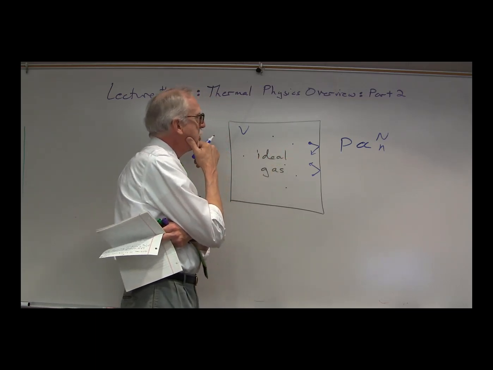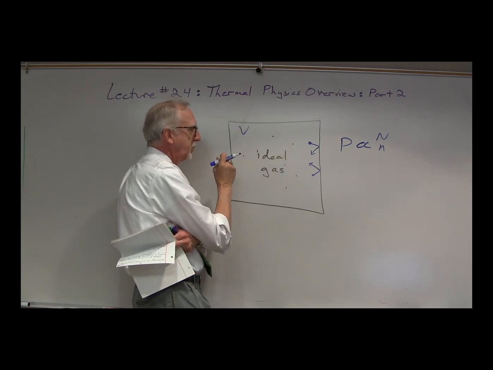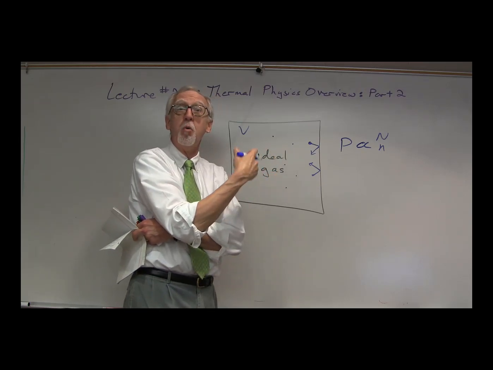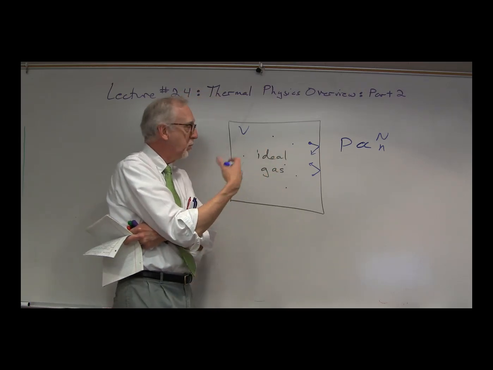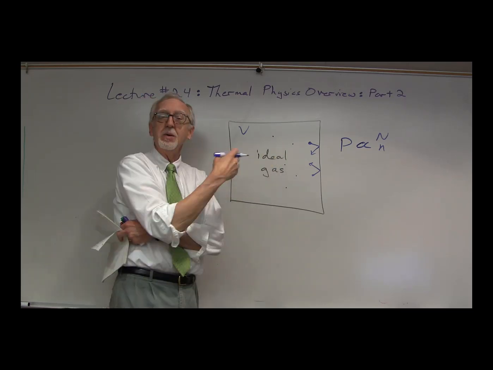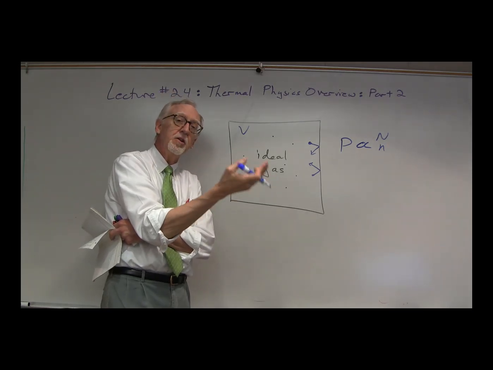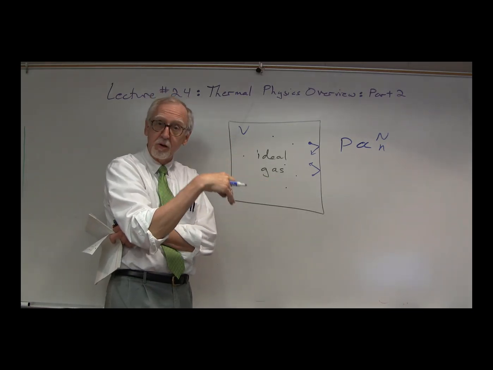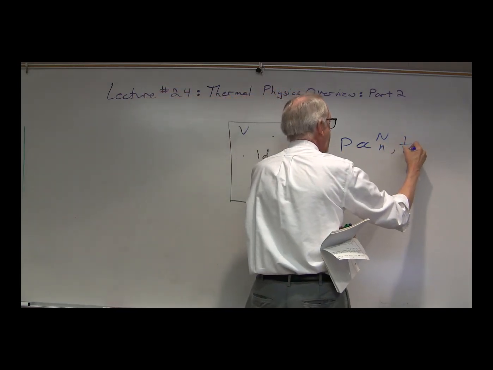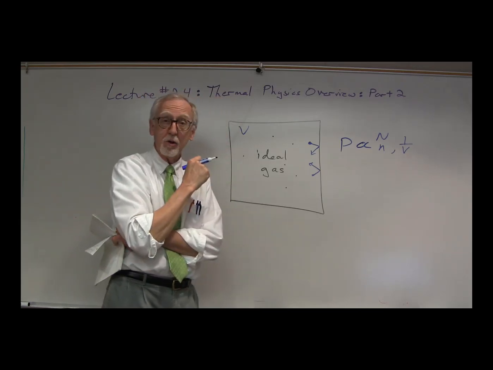Now, what else? Well, what about the volume? If we decrease the volume, then the particles have less room and they'll be bouncing off the wall more often, so we would expect an increase in pressure. So we expect the pressure to be inversely proportional to the volume. If you increase the volume, you decrease the pressure. Decrease the volume, increase the pressure. So we expect it also to be related to 1 over the volume.